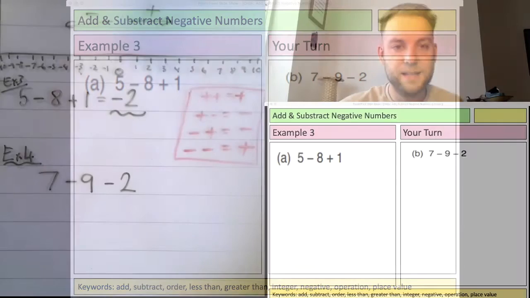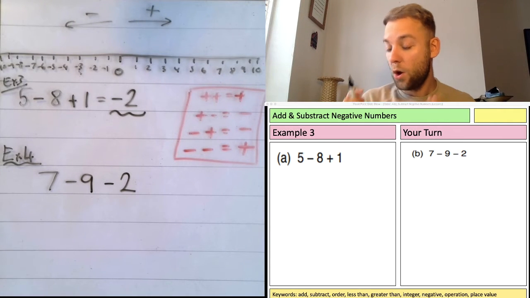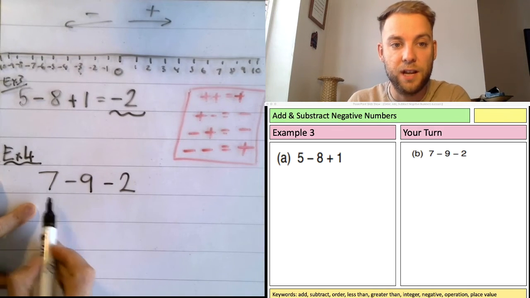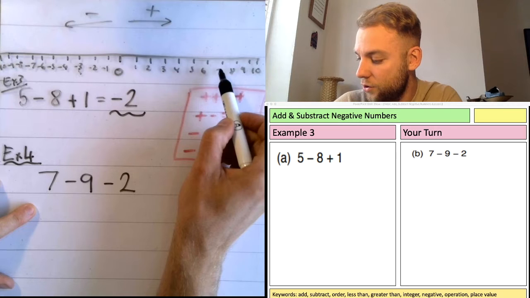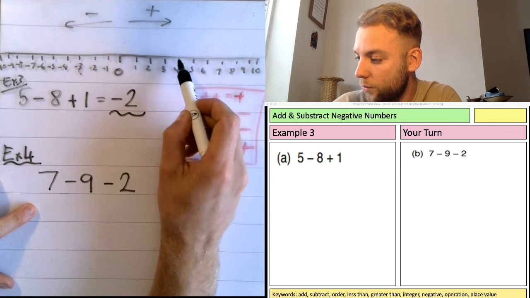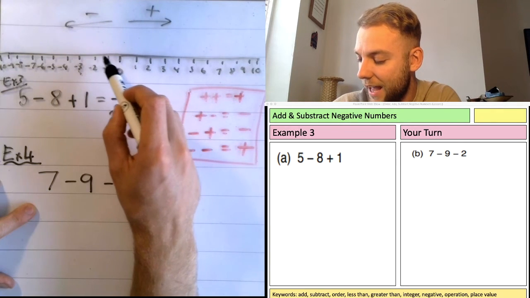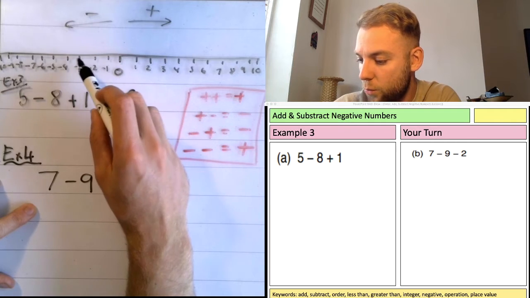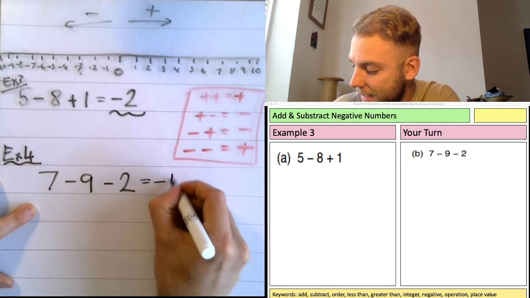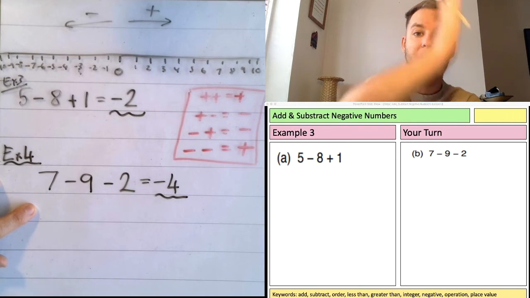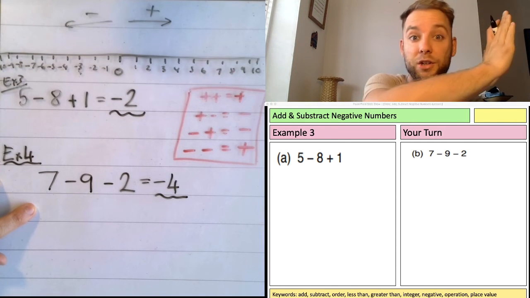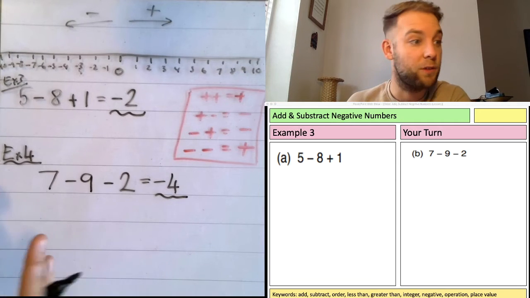Okay, so let's have a go at this one together then. So where am I starting? I'm starting at 7, then I'm subtracting 9, then I'm subtracting 2. So I start at 7, subtract 9: 1, 2, 3, 4, 5, 6, 7, 8, 9. Then subtract another 2: 1, 2, which is negative 4, like so. Brilliant. Hopefully you got that right.